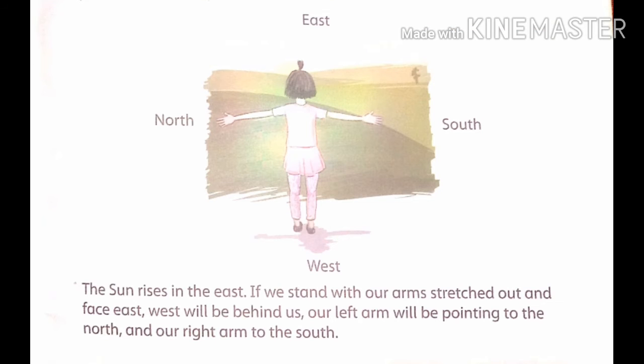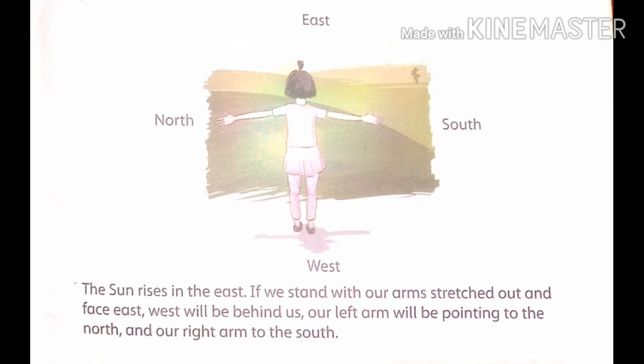Next, the sun rises in the east. If we stand with our arms stretched out and face east, west will be behind us. Our left arm will be pointing to the north and our right arm to the south.